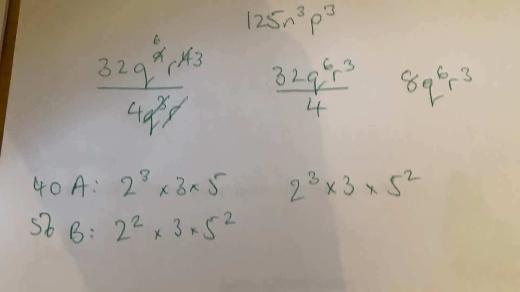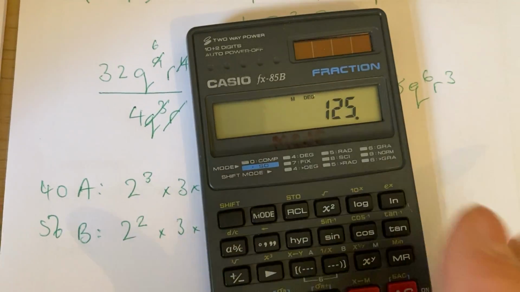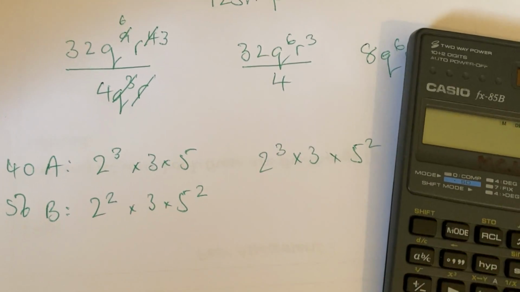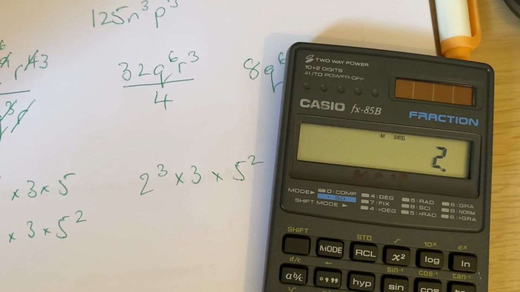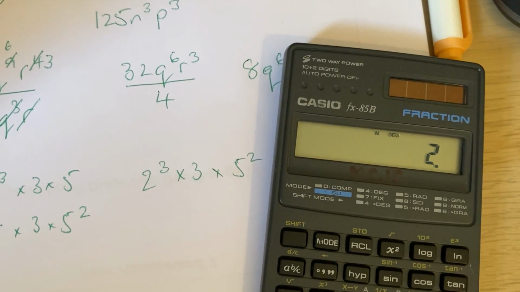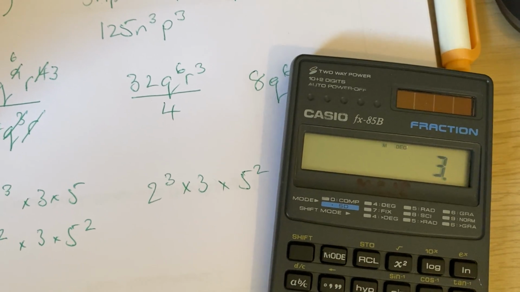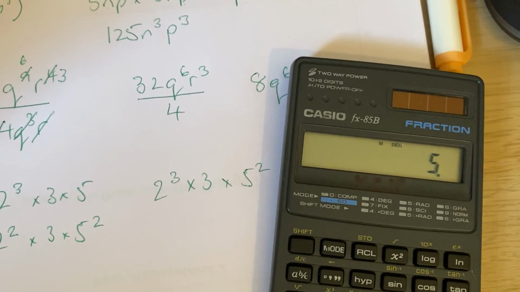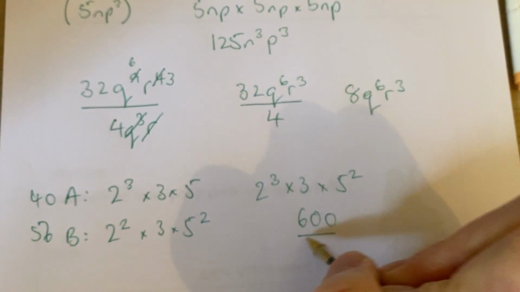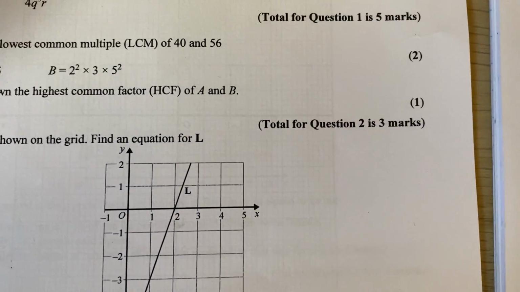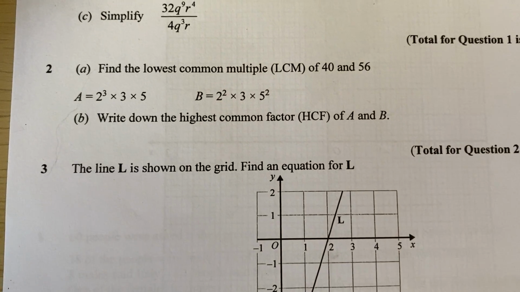So if you did that on your calculator, you should be able to do this again. Use your calculator. You go 2 times 2 times 2 times 3 times 5 times 5 equals 600. And that's your answer there. Write down the highest common factor. So that's the lowest common multiple.